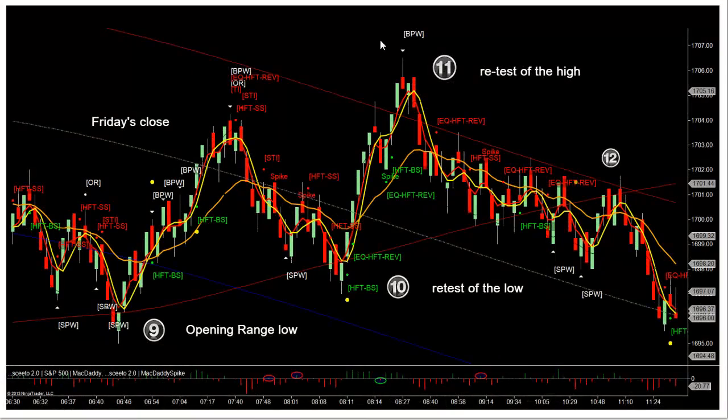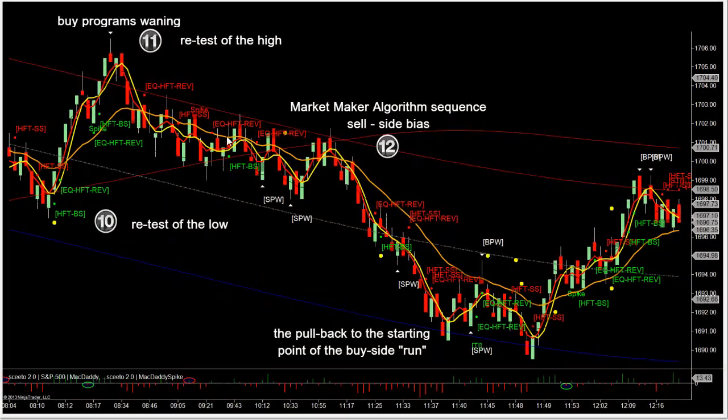When the S&P auctioned back to retest the high at 1706, the order flow events indicated that the buying interest was waning. As the S&P pulled back and traded in a very narrow range, there was selling pressure on the subsequent upticks. The sell-side bias eventually led to the S&P pulling back to 1690.